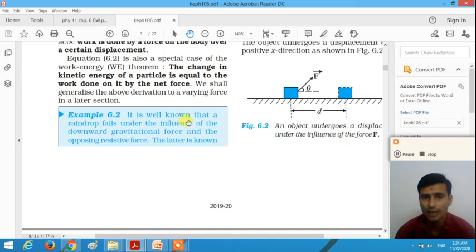It is well known that a raindrop falls under the influence of the downward gravitational force and the opposing resistive force. Here the raindrop falls in the downward direction under the influence of two different forces. The first force is the gravitational force, which is in the downward direction, and the resistive force, which is opposite to the motion of the raindrop.